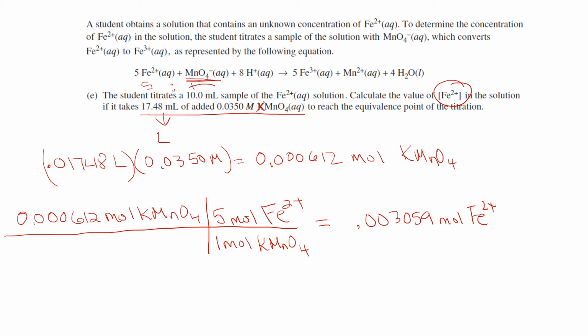Going back here, the sample is in 10 milliliters. So to figure out the concentration, I'm going to divide that by liters, which would be 0.01 liters. And that will give me a final concentration of 0.306 molarity. We're going to keep it to 3 significant figures.